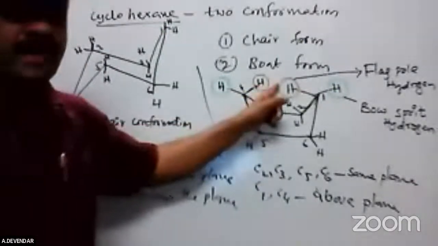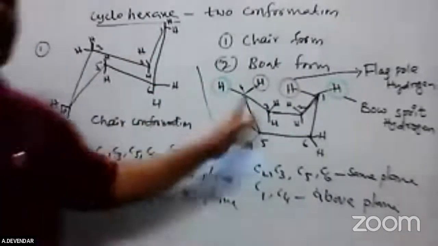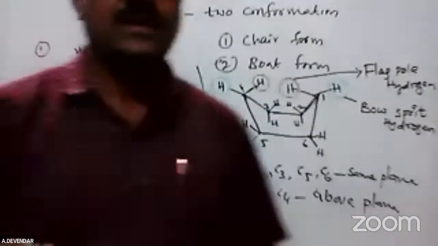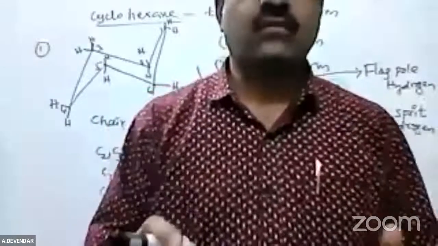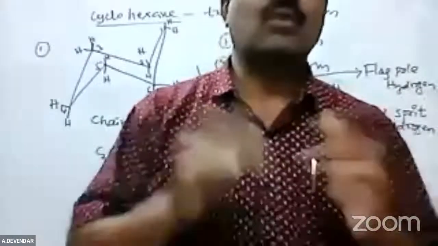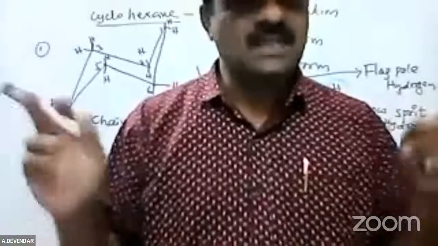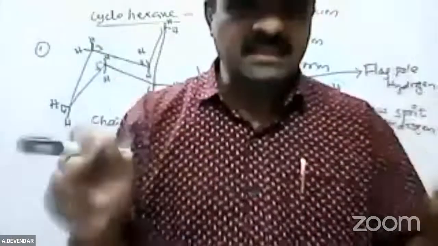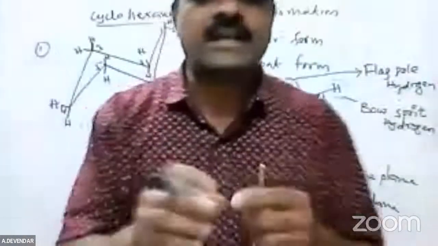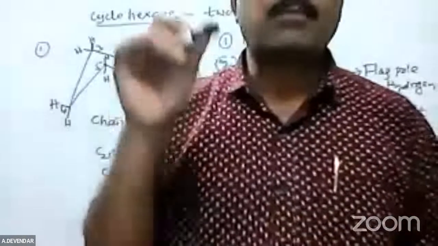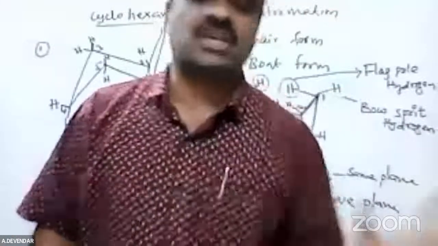The repulsion is there between the flagpole hydrogens in the boat form, but there is no repulsion in the chair form. Due to that, the chair form is more stable than the boat form. Always asking why the chair form is more stable than the boat form in cycloalkanes, this is the reason. In the chair form, the C1 carbon atom is above the plane and the C4 carbon atom is below the plane. But in the boat form, the C1 and C4 carbon atoms are both above the plane. There the flagpole hydrogens are very close to each other, so there is repulsion. Due to that, the boat form is less stable than the chair form.